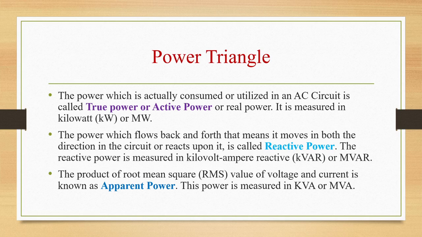Power which flows back and forth, that means it moves in both directions in the circuit, is called reactive power. Reactive power is measured in kilovolt ampere reactive or megavolt ampere reactive. The product of root mean square value of voltage and current is called apparent power, and apparent power is measured in kilovolt ampere or megavolt ampere.